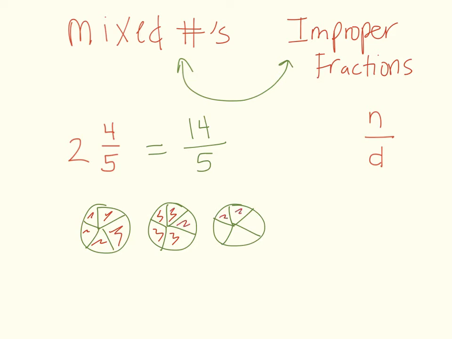The best way, in my opinion, once you've got this conceptual understanding, is to just multiply the denominator by the whole number, so 5 times 2, and then to add the 4 up top. This is the method we talked about in class.